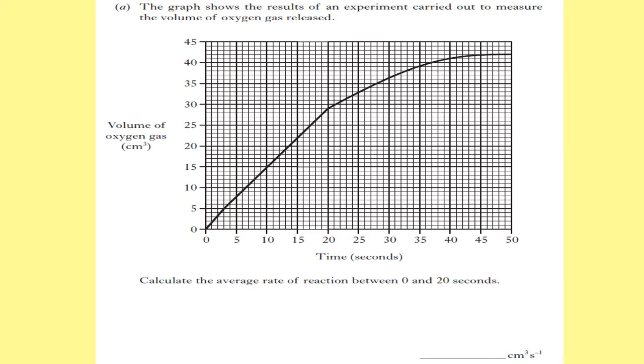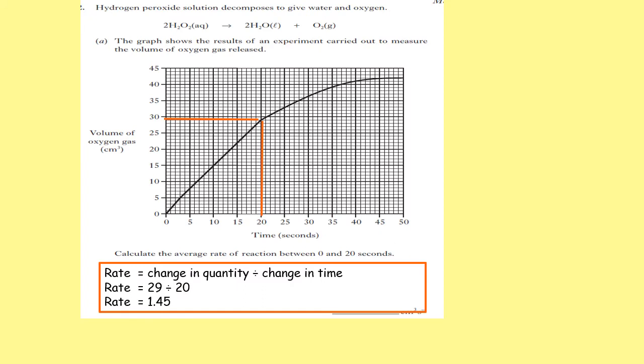So we've got another graph, and it's telling us to work out the average rate between 0 and 20 seconds. Now, if we do that, if we go to 20 seconds and we go up to the graph, and then from the graph we go along to our volume of oxygen, we can see that it's going to be 29 divided by 20, which gives us a value of 1.45 for our rate.